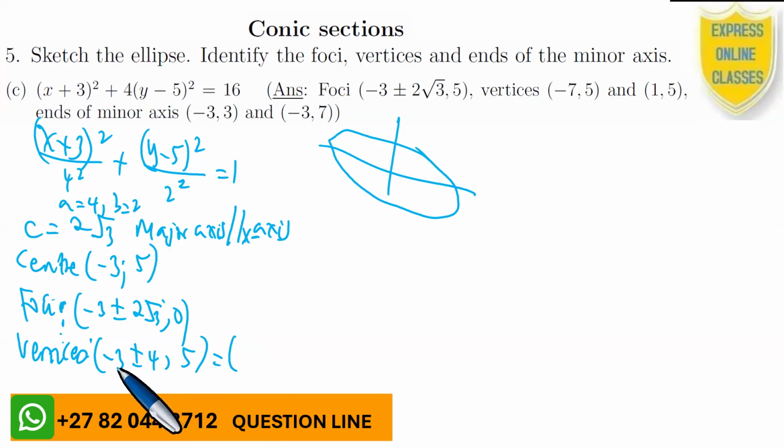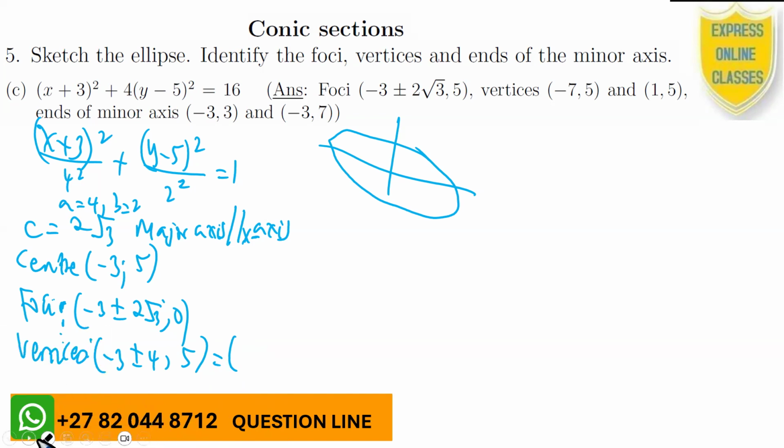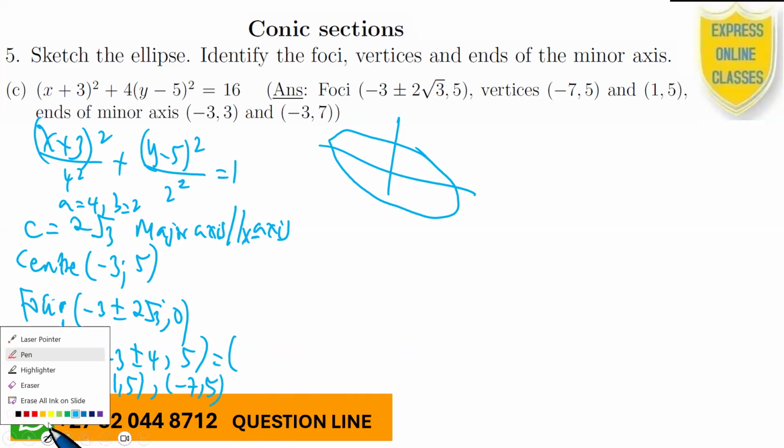So let us see here. You have minus 3 plus 4. What is minus 3 plus 4? It's rather a 1. Minus 3 plus 4 is 1, so 1, 5. And then the other one, minus 3 minus 4, which is minus 7, 5.